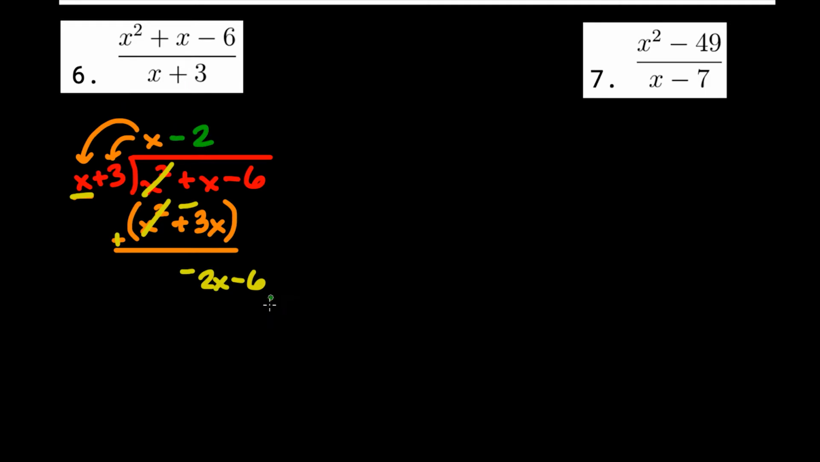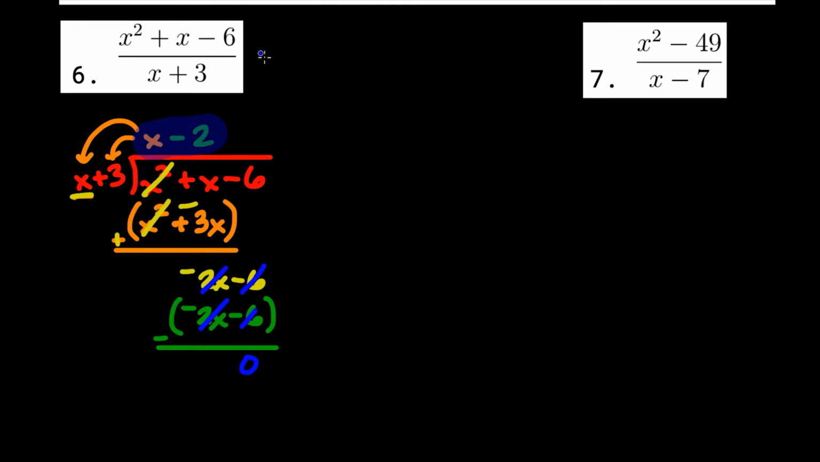So negative 2 times x is going to be that negative 2x, and then negative 2 times 3 is negative 6. Again, make sure you put it in parentheses, and then we're going to subtract. And when you do that, everything actually cancels out, so you have no remainder, and x minus 2 is your final answer for this one.